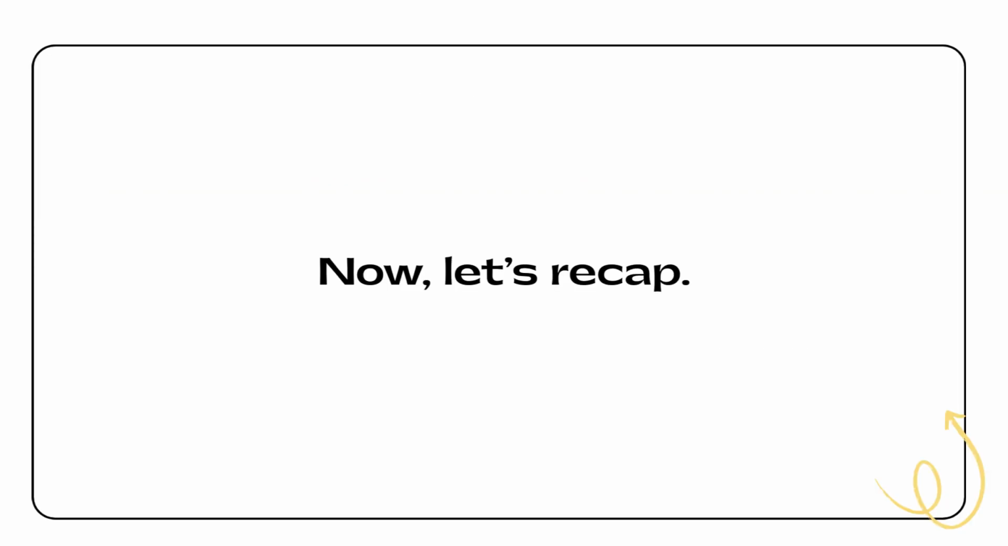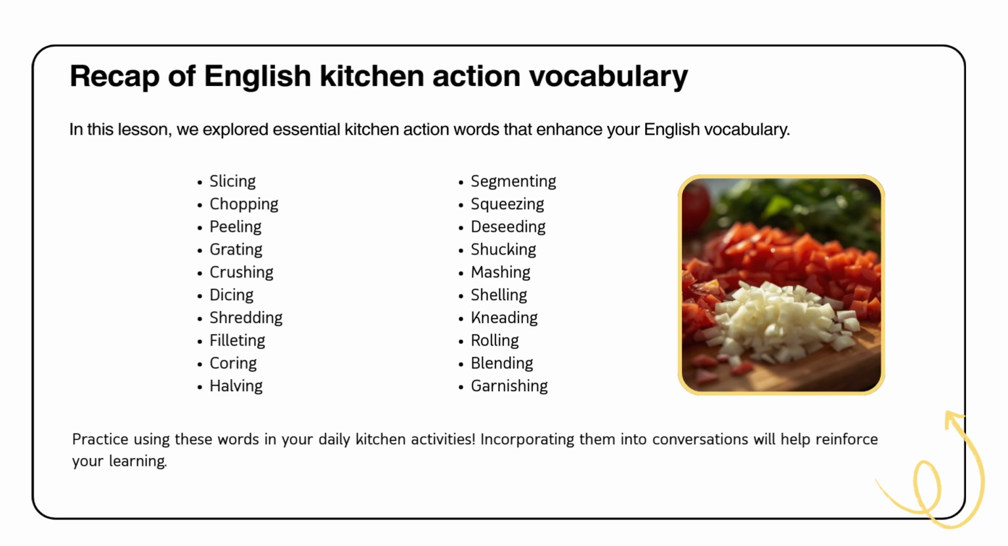Now, let's recap. In this lesson, we explored essential kitchen action words that enhance your English vocabulary. These include slicing, chopping, peeling, grating, crushing, dicing, shredding, filleting, coring, halving, segmenting, squeezing, de-seeding, shucking, mashing, shelling, kneading, rolling, blending, and garnishing. Practice using these words in your daily kitchen activities. Using them in conversations will help reinforce your learning.